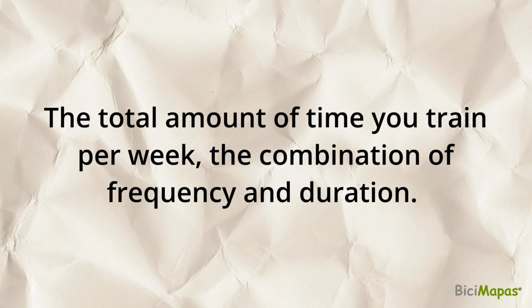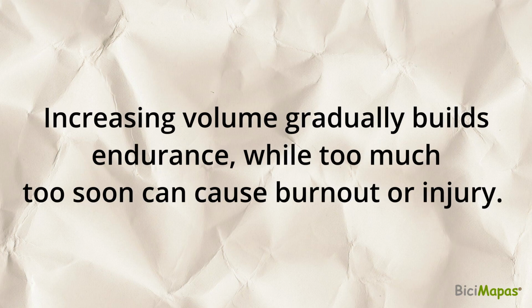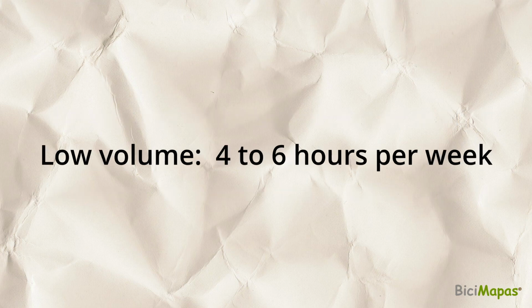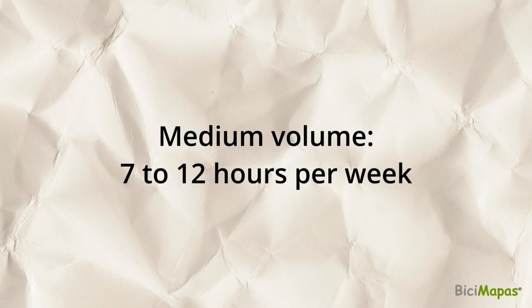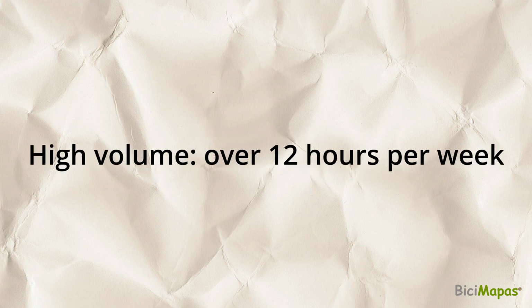Volume. Volume is the total amount of time you train per week, the combination of frequency and duration. Increasing volume gradually builds endurance, while too much too soon can cause burnout or injury. Low volume, 4 to 6 hours per week. Medium volume, 7 to 12 hours per week. High volume, over 12 hours per week.